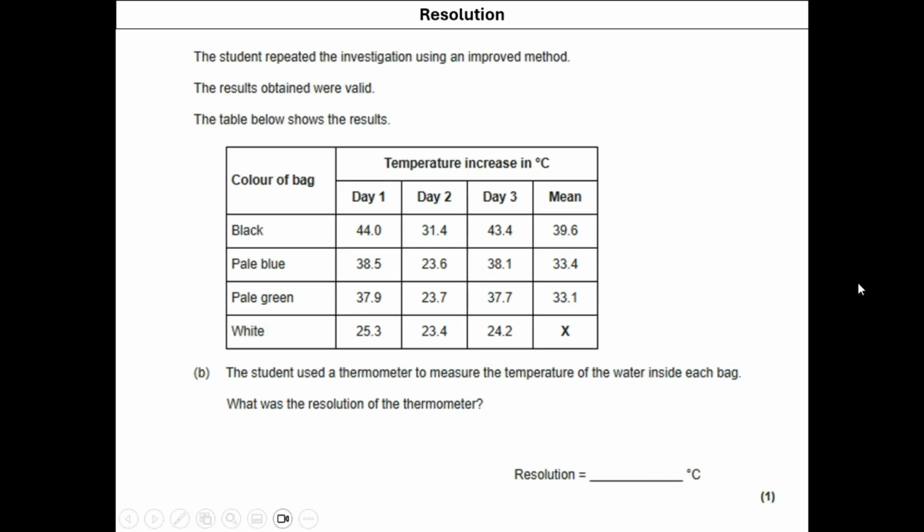And one final example. The student repeated the investigation using an improved method. So this is a different question. The results were obtained and we've got our results. The student used a thermometer to measure the temperature of the water inside each bag. What was the resolution of the thermometer? Well, every one of my temperature readings goes to 1 decimal place. So the smallest difference they could have measured is 0.1 to the 1 decimal place. So my resolution is 0.1.